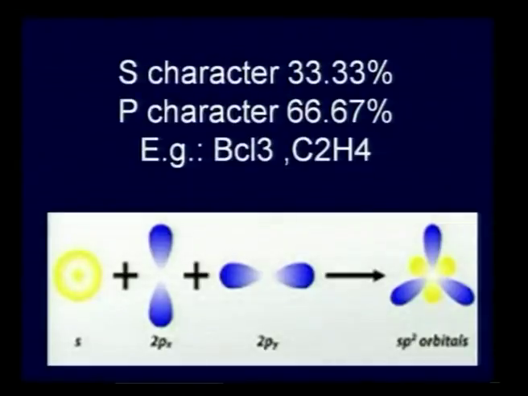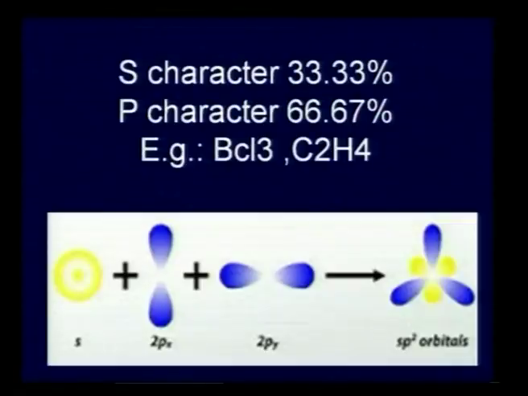And friends, in this, s character is 33.33% and p character is 66.67%. Okay, see this slide. Here s character is 33.33% and p character is 66.67%. Can you give examples for that? The examples for sp2 hybridization are boron trichloride and ethylene.